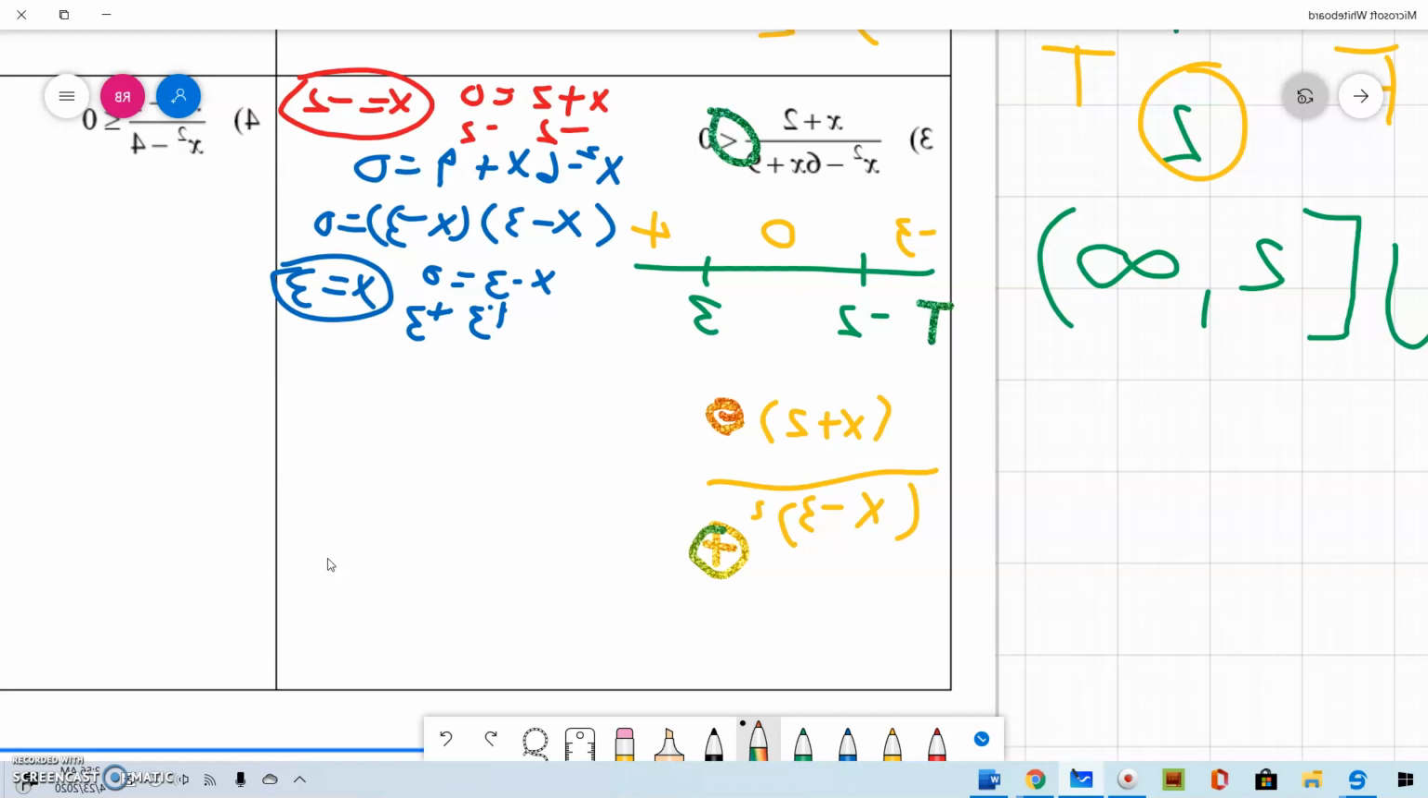And then let's see. If I plug in 0, this will be positive and this will be positive. So this is false. And if I plug in 4, it's positive and positive. So this is also false.